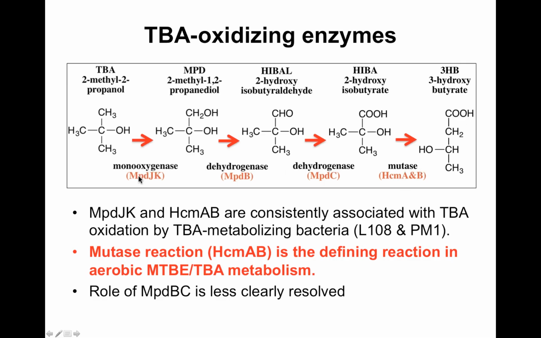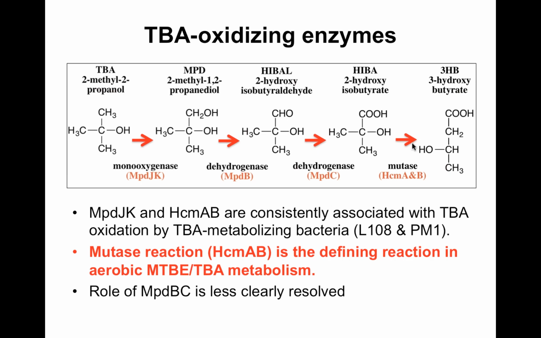Without trying to overwhelm you with the biochemistry, this is the pathway of MTB oxidation or TBA oxidation, going from TBA through to 3-hydroxybutyrate. These are the types of enzymes that catalyze these reactions. So we have a monooxygenase, 2 dehydrogenases, and then a mutase. And then these are the enzymes, and they would have corresponding genes that can be useful targets, which are really unequivocally related to TBA oxidation, or as unequivocally related to TBA oxidation as you can get.